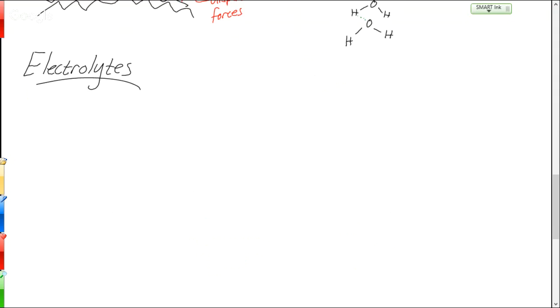So we're going to define these things. We're going to define a strong electrolyte as something that dissociates, so breaks apart. That's what dissociates means, like the opposite of associate.